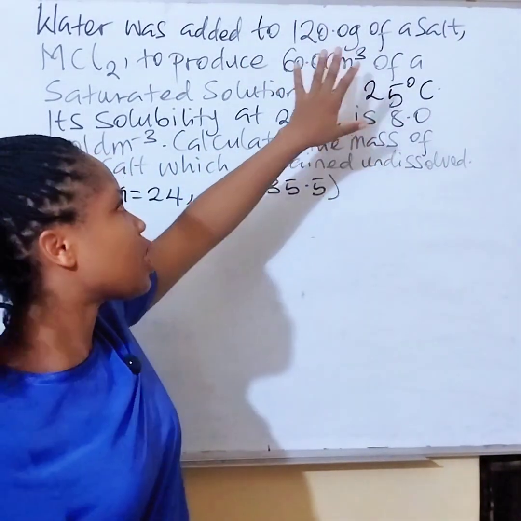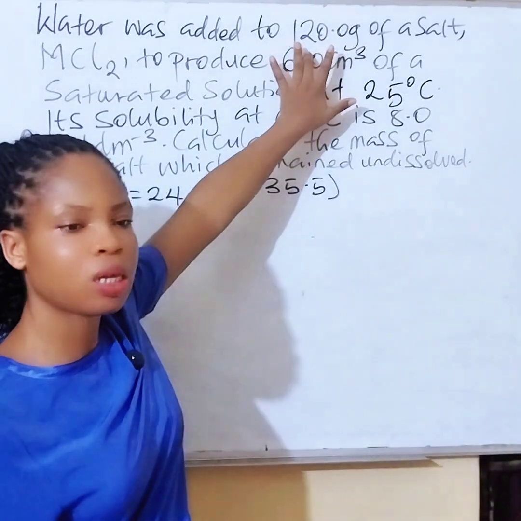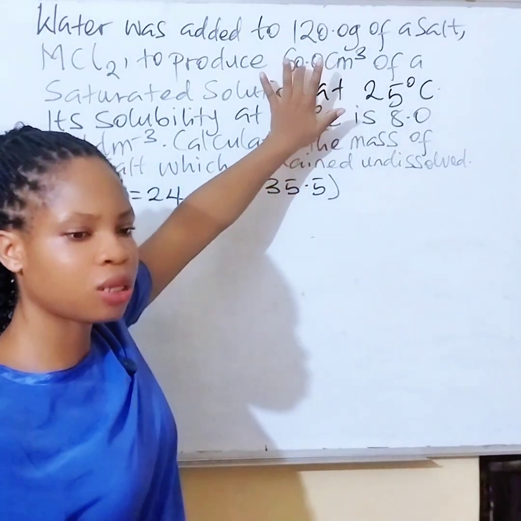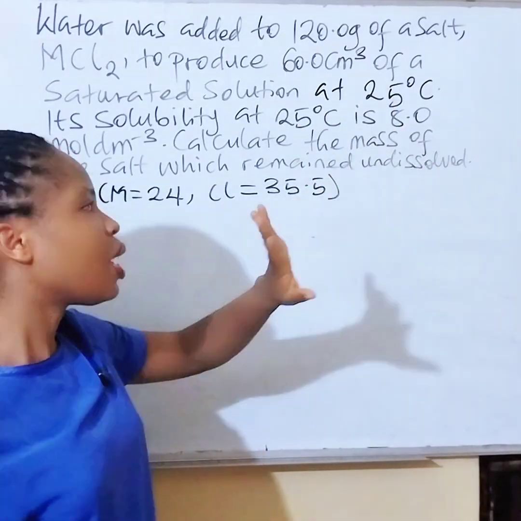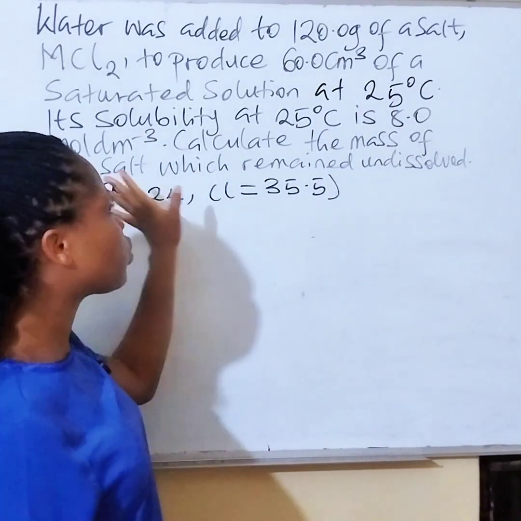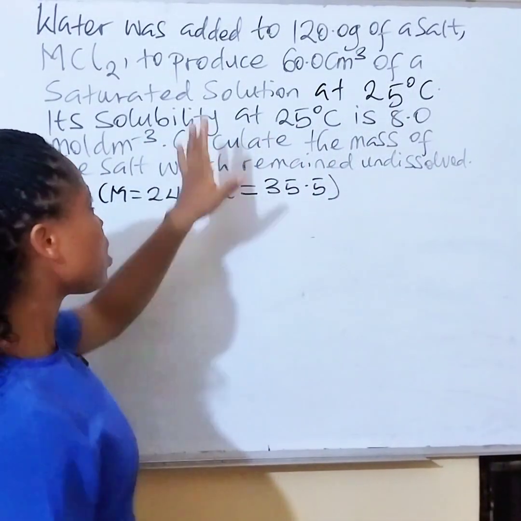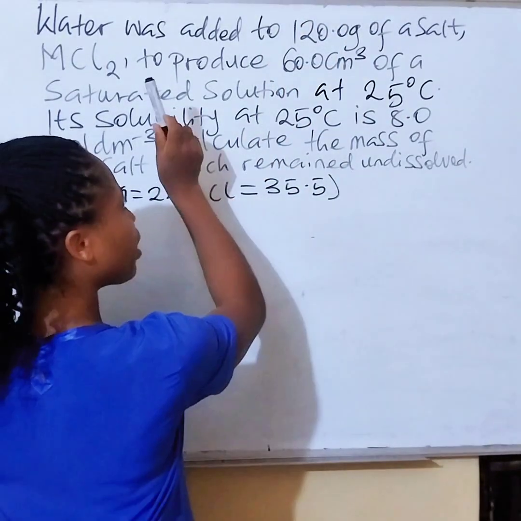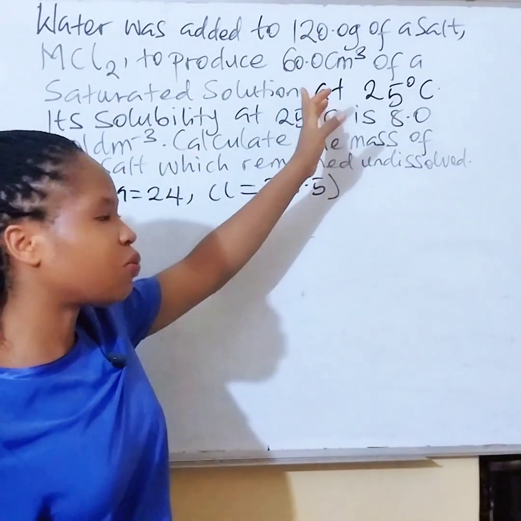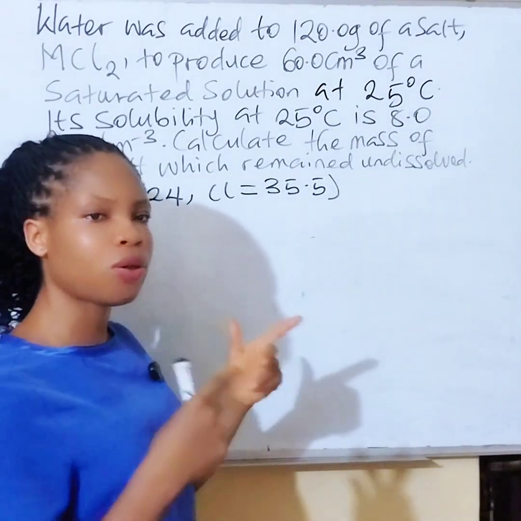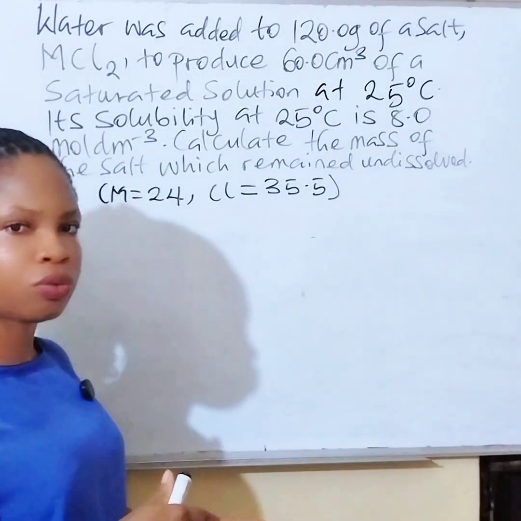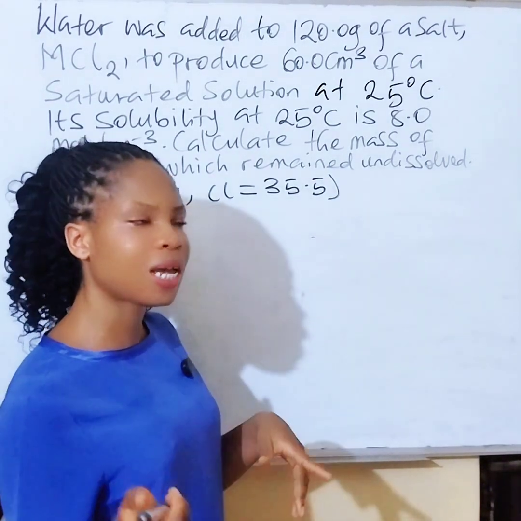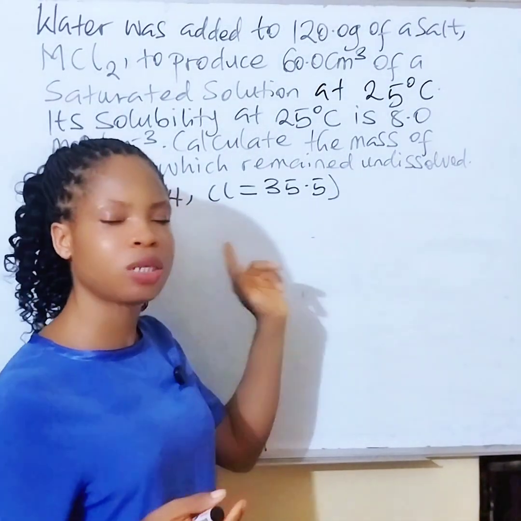We were told that a total mass of 120 gram was added to water to give a saturated solution that was 60.0 cm cube. We're asked to calculate the mass of the salt that remained undissolved. That means the whole 120 grams did not dissolve. For us to have a saturated solution of this volume, a certain amount of the salt in gram dissolved. So we are going to find that amount that dissolved, and after that, we'll proceed to find the mass that remained undissolved.